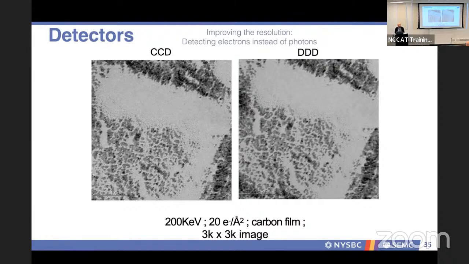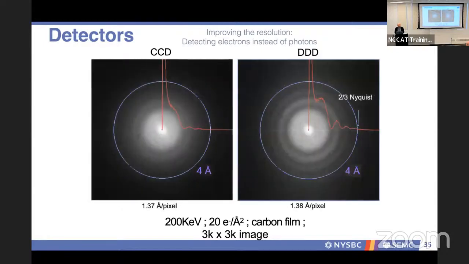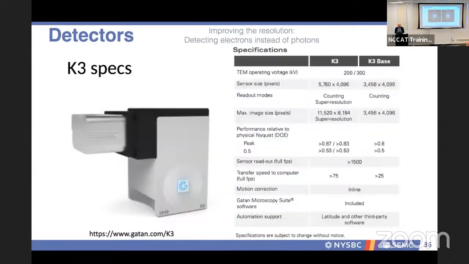One thing you can do is take an image of both, and then if you take an FFT, you can see where your information limit is. The further you go, the more information you get. Two of the main cameras that we've been using are a K3 from Gatan and a Falcon 4i from Thermo Fisher. The Gatan detector is a rectangular detector, and it can use super resolution techniques.